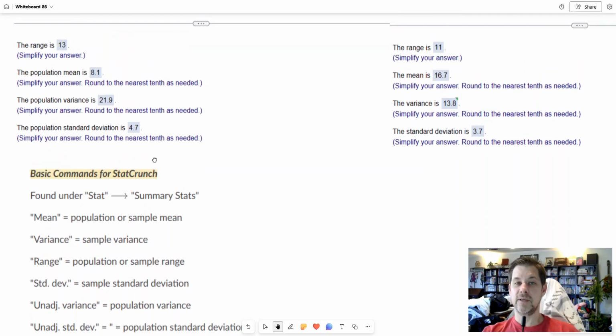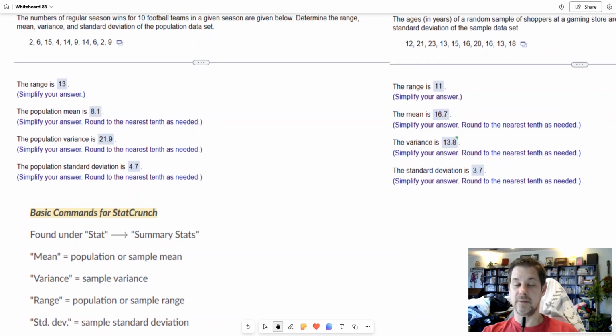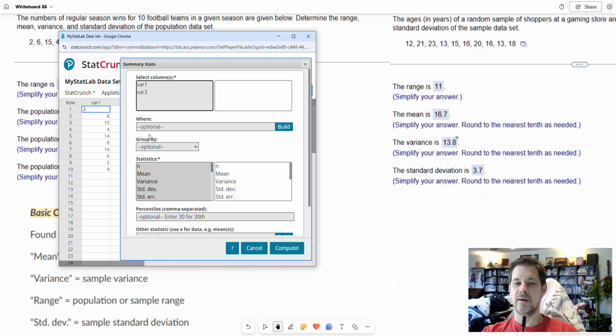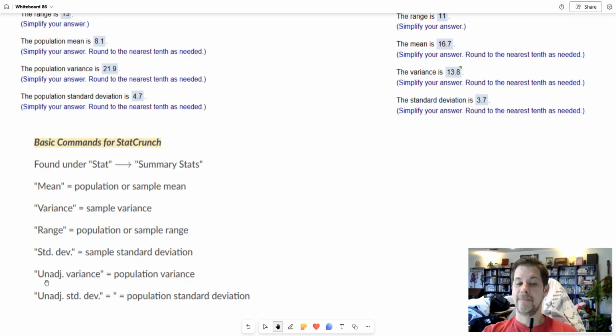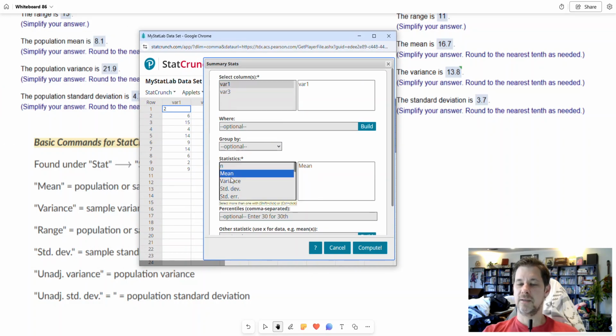Okay, now in this question I want the population statistics. All right, so let's see. I'll select VAR1 right there, and then over here I need to select for populations, let's see, unadjusted variance for population variance, unadjusted standard deviation for population standard deviation. So I'm going to have to do something like this. All right, so let's see, the mean doesn't matter. Okay, I need to go down to unadjusted variance, which I'll select like that. Whoops, hold on.